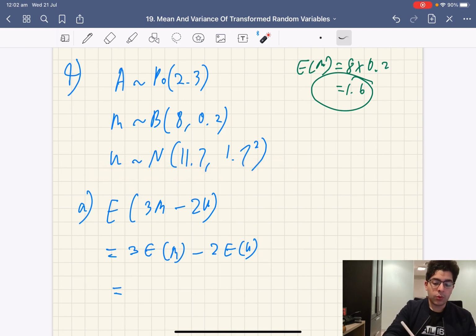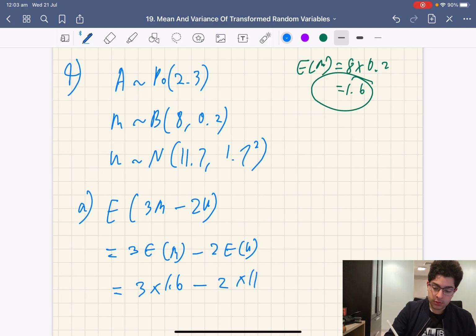And now for E of U, we've already written that down in this normal format. If we remember, we write down U is distributed normally with mean and sigma squared. So that means this over here is the mean, and we can just sub that in for E of U. So we have 3 times E of M, which is 1.6, minus 2 times E of U, that's 11.7, because that correlates with U. Put that in your calculator and see what you get. You get minus 18.6.